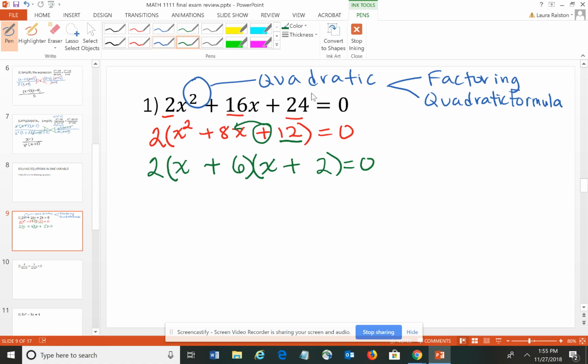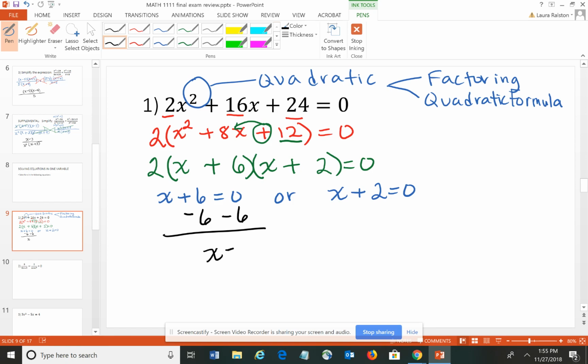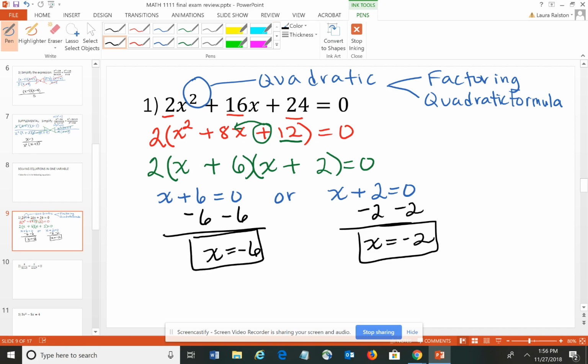Then I know that one of the pieces that involves a variable, either x plus 6 is 0 or x plus 2 is 0. Then I'm going to solve each one of those respectively for x. So if I subtract 6 from either side, I have x equals negative 6, and I have x equals negative 2. So those are my answers. Again, you would get the same answers if you use the quadratic formula. In my opinion, factoring is a little bit easier.